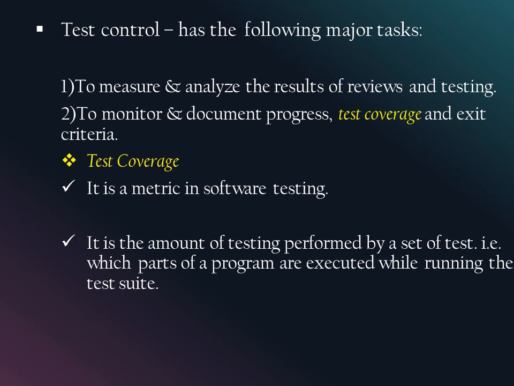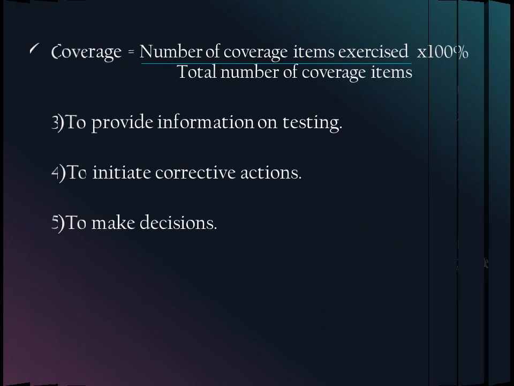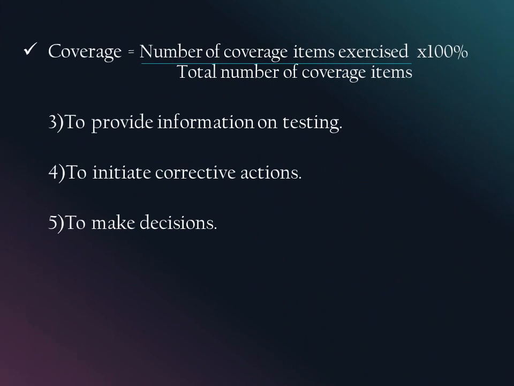Test coverage is a metric in software testing. It comes under coverage criteria. It is the amount of testing performed by a set of tests. That is, which part of the program is executed while running the test suite. Coverage can be calculated using the following formula: Coverage equals number of coverage items exercised divided by total number of coverage items, times 100%.